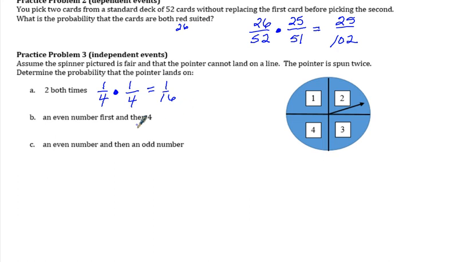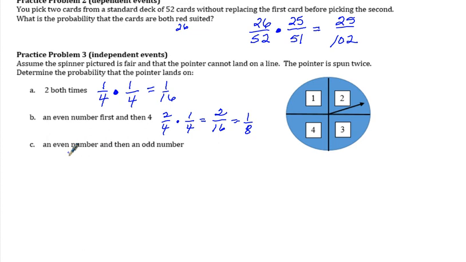Now let's look at question B. An even number first, and then the number 4. So an even number, looks like there's 2 chances of hitting an even number. So there's a 2 in 4 chance of doing even on the first one. And doing a 4 on the second one, there's only 1 chance to do that, so 1 in 4 chance. So that will leave you with 2 times 1 on the top and 4 times 4 on the bottom, or a 1 in 8 chance of spinning an even and then a 4.